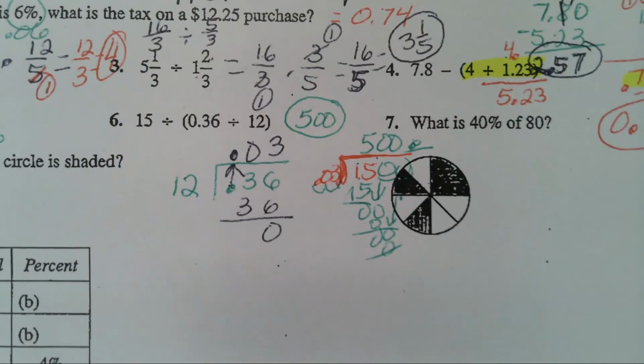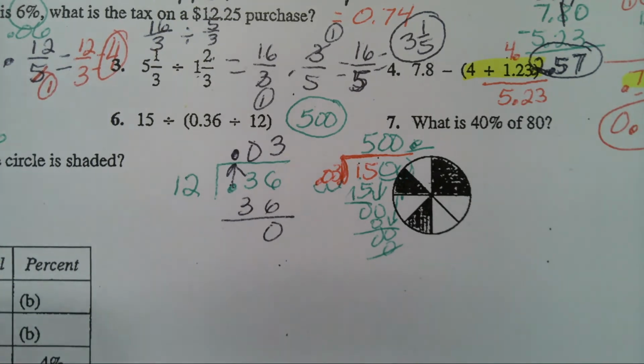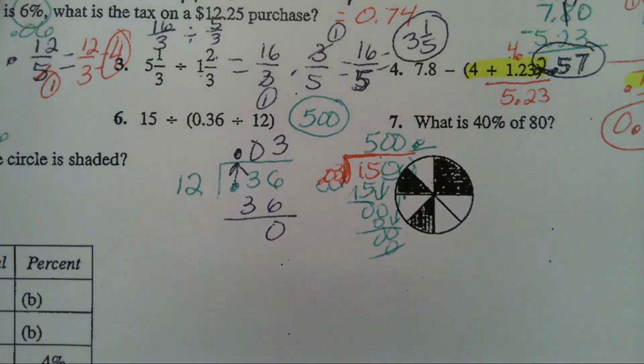Number 17. What is 40% of 80? What did I say? Oh, number 7. The snow here this morning is just, I can't believe it. It sort of messed us all up today, this late in April.